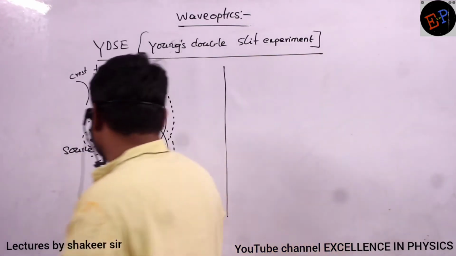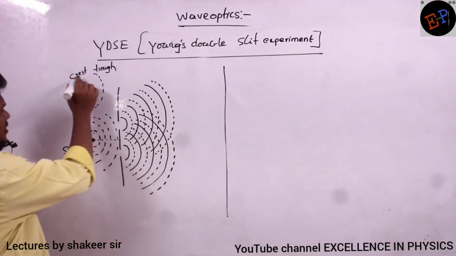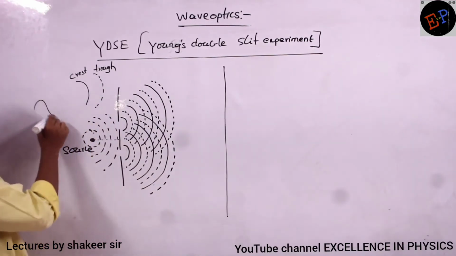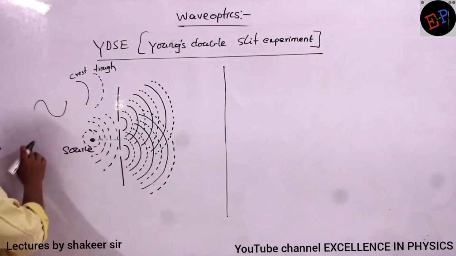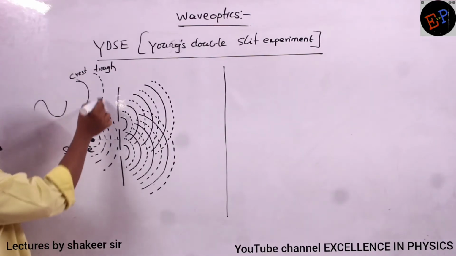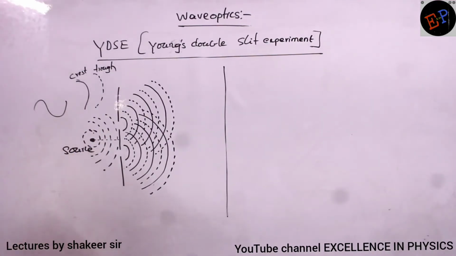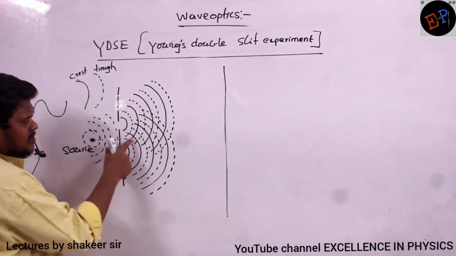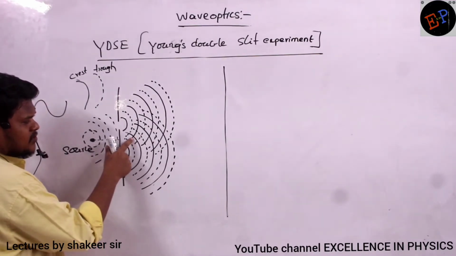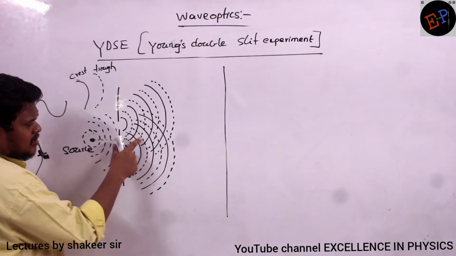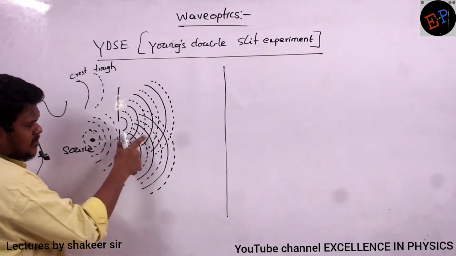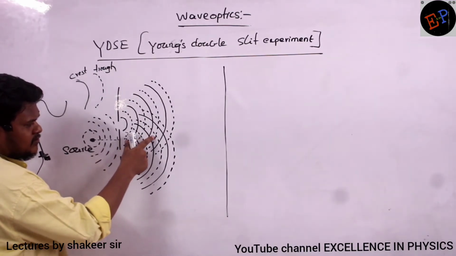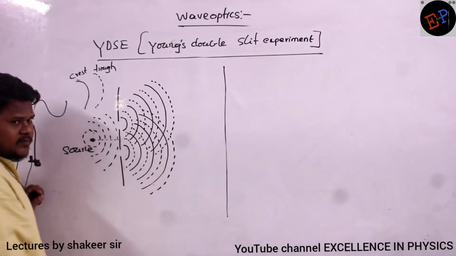Now see here. This thick line indicates a crest. Light travels in the form of crests and troughs, no? So this is a crest and the dotted line indicates a trough. Now see how they are interfering. See here, if you look carefully, crest and crest are superposing, no? Trough and trough are superposing. Crest and crest, trough and trough, crest and crest, trough and trough. What do you understand?